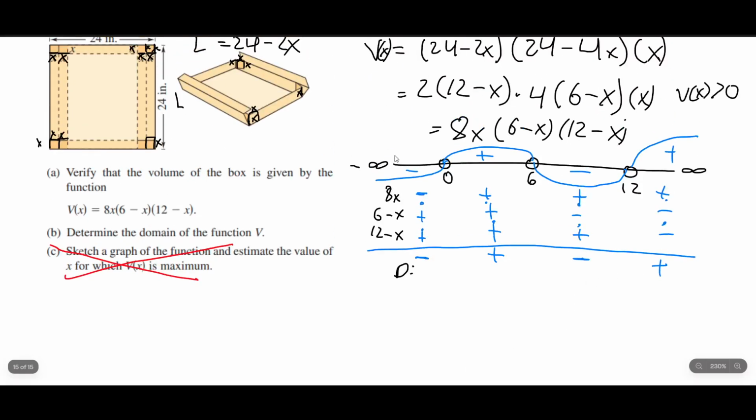Our domain, I'm going to write it first in regular inequality notation, then in interval notation. So this will be x is greater than 0 and less than 6, or x is greater than 12. In interval notation, it'll be 0 to 6 union 12 to infinity. So that's our domain.